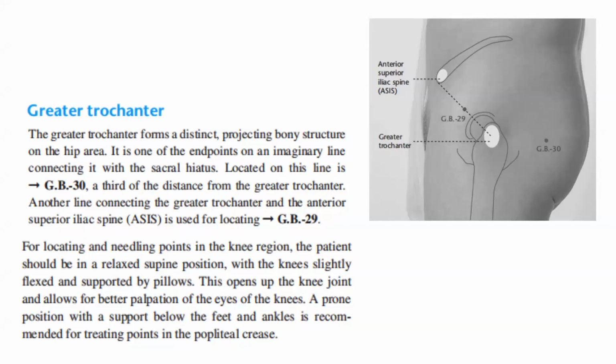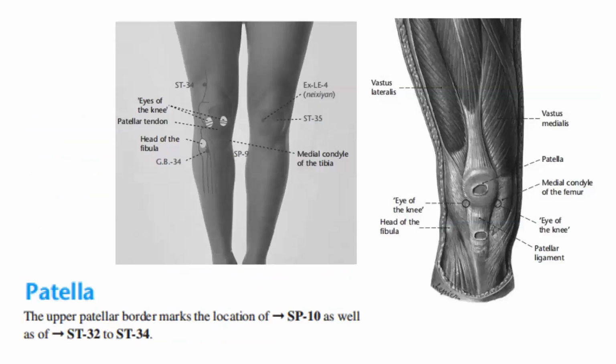For locating and needling points in the knee region, the patient should be in a relaxed supine position with the knees slightly flexed and supported by pillows. This opens up the knee joint and allows for better palpation of the eyes of the knees. A prone position with the support below the feet and ankles is recommended for treating points in the popliteal crease.